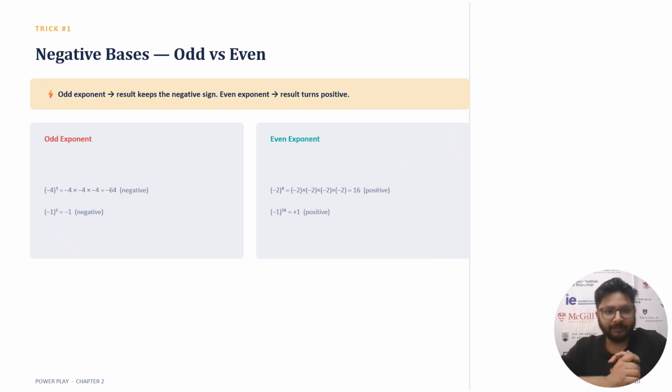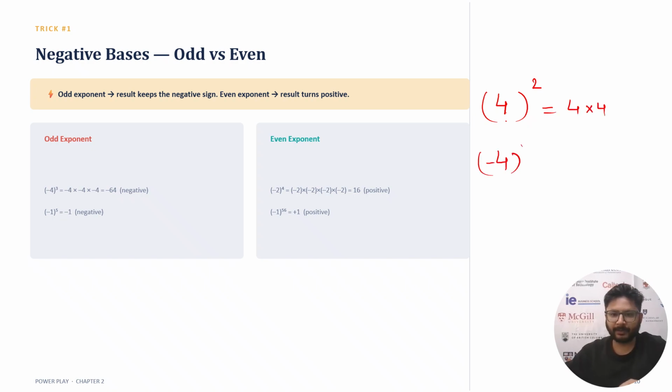Let's try to understand when the bases are negative and when the bases are positive. Always remember this: if I talk about a number, let's say 4 to the power 2, this can be written as 4 multiplied by 4. I'll write minus 4 to the power 2, which can be written as minus 4 multiplied by minus 4. And we already know when there are two negatives getting multiplied to each other, they will cancel out and become a positive number. Both of them will result in the same number, which is positive 16.